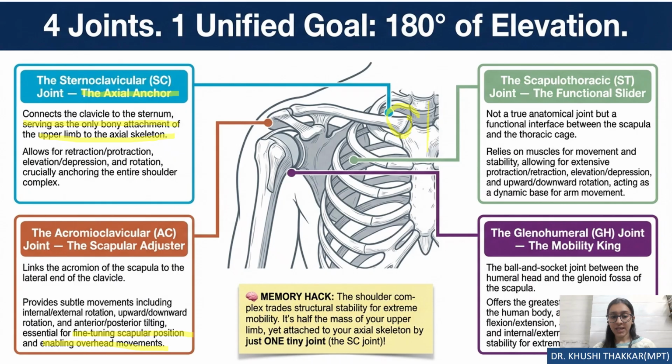Moving on to the next joint, the glenohumeral joint. This is called the mobility king because it is a ball and socket joint which has maximum joint mobility. It is the ball and socket joint between the humeral head and the glenoid fossa of the scapula. As we see here, the humeral head and the glenoid fossa of the scapula.